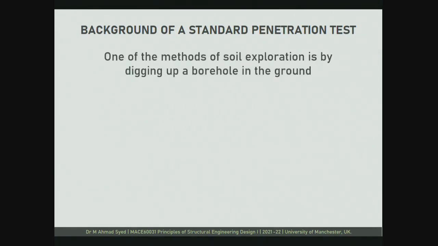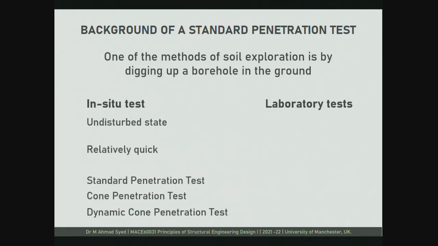One of the methods of soil exploration is by digging a borehole in the ground. Okay, so you go to the site, you excavate the soil, you create a hole in the ground. Then we can do 2 types of tests while creating a hole. We can do in situ tests while we are creating this bore in the ground, and also we can extract the soil samples, take them to a lab, and do laboratory tests on the extracted soil sample. So you have in situ tests and you have laboratory tests. Now obviously there are certain advantages and disadvantages. We are not going into the detail of that, but a very quick recap.